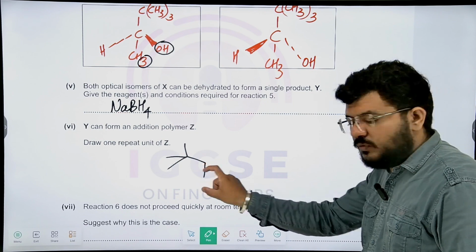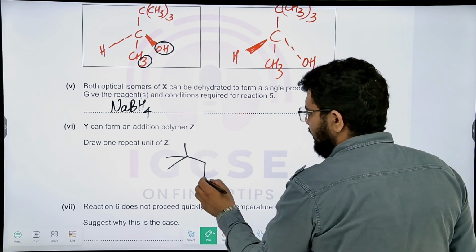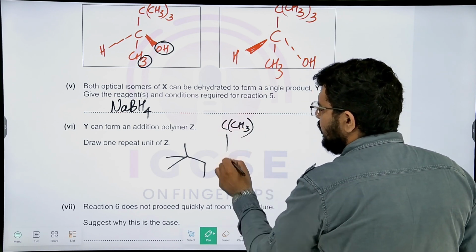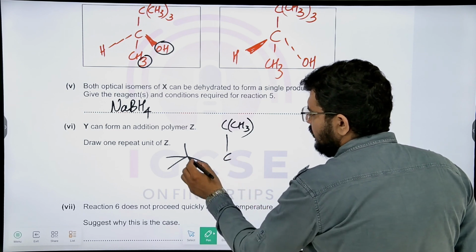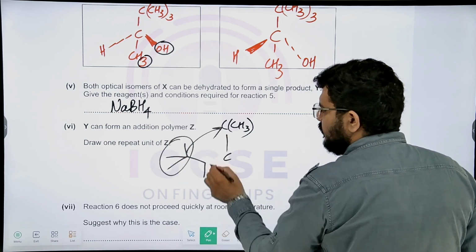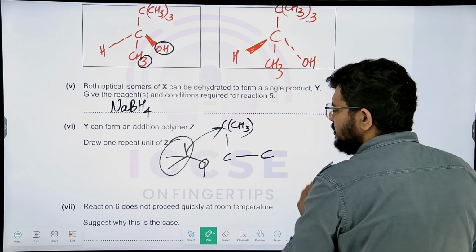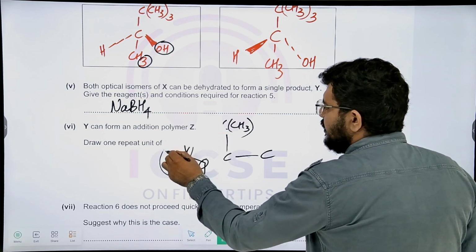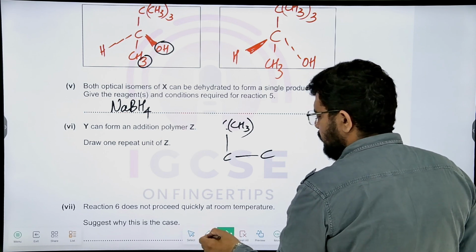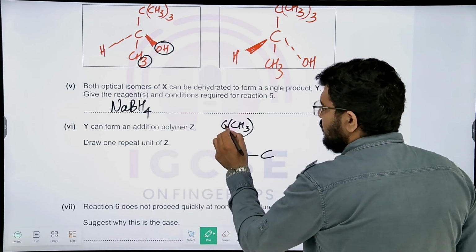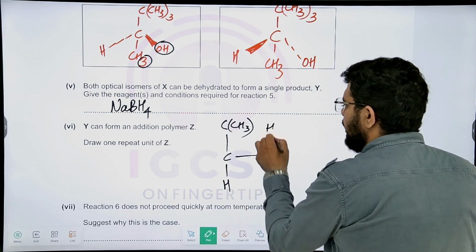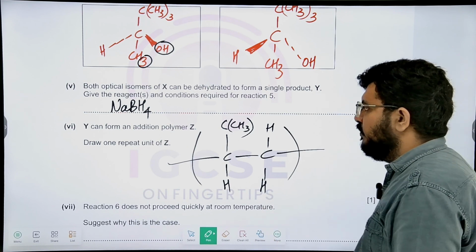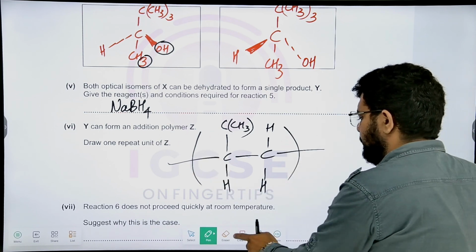You have a double bond over here, right? So instead of writing it in skeletal form, I think it will be easier if we write it in this form, that this is connected to this carbon, right? So this whole thing is over here, this is this carbon, and then there is another carbon like this. Now let's erase something that is not required anymore. So we have C(CH3)3. On this side it has hydrogen, hydrogen, hydrogen. This is one repeat unit of that polymer Z, right?